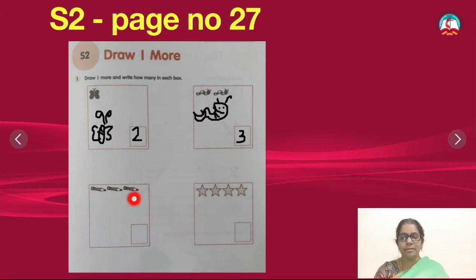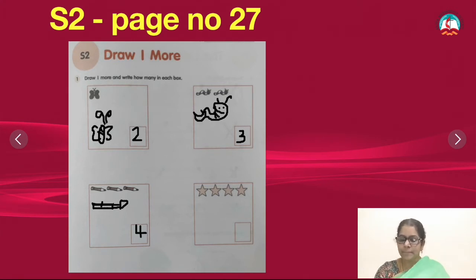Now next we have pencils. What is this picture? Pencil. How many pencils are here? 1, 2, 3. Okay. Now I am going to draw one more pencil picture. First you put two lines. Okay. Now count how many pencils are here. 1, 2, 3, 4. Now I am writing 4 in the box.